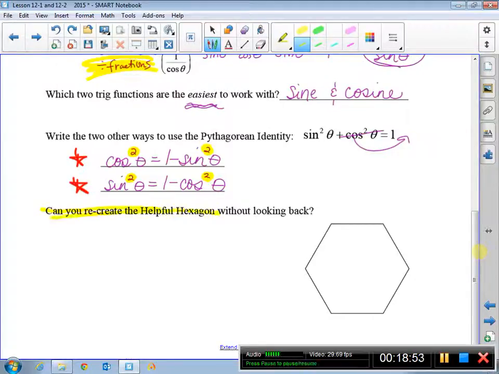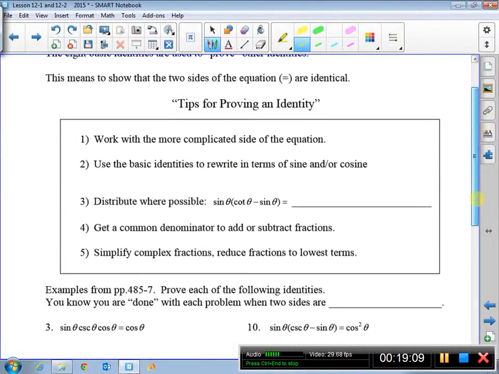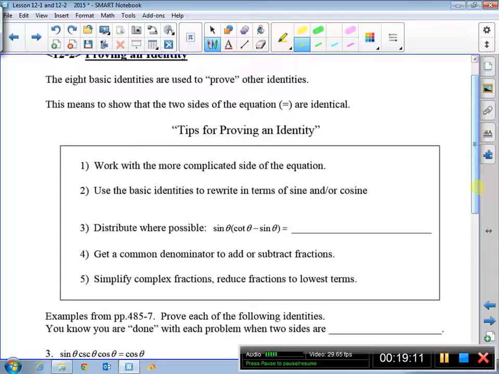All right, you try this one. Can you recreate the helpful hexagon without looking back? And can you go through and figure out, starting with what the 6 values are, the 6 trig functions, and then tracing through it, walking through it, and getting all those identities. All right, so let's prove some identities like we did at the beginning. It says the 8 basic identities are used to prove others. This means to show that the 2 sides of an equation are identical.